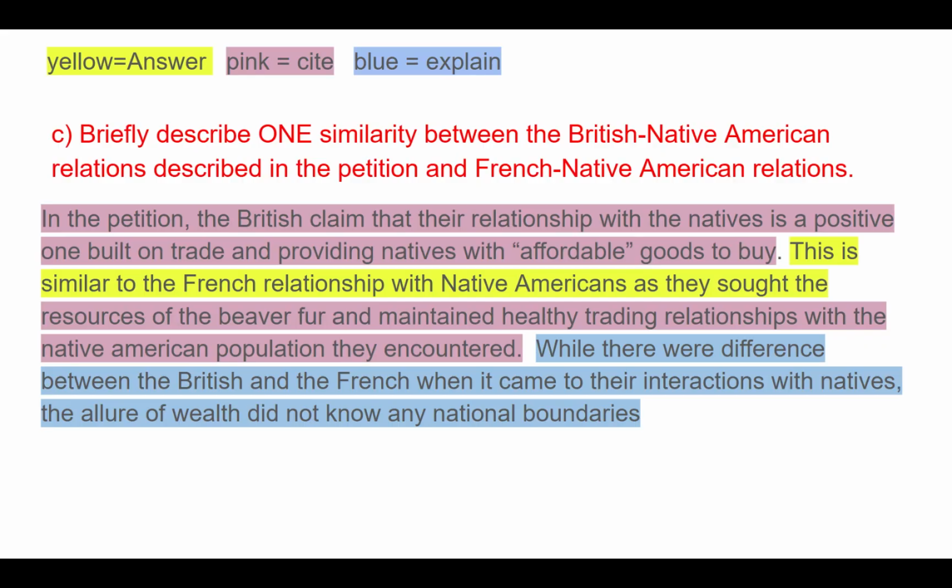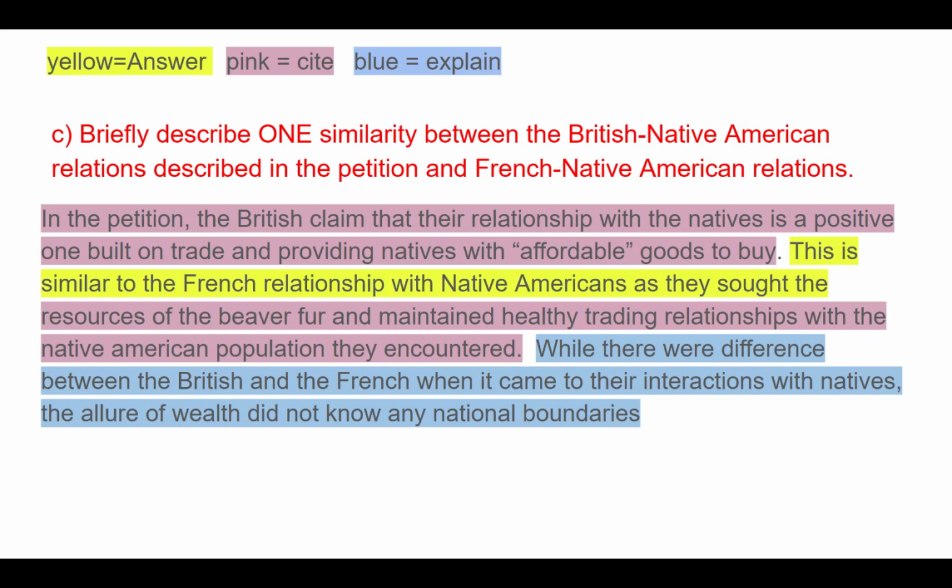So this is, again, one of the historical thinking skills of compare and contrast. This is a comparison question. So here's how the answer could go. Again, pink is citing specifics, yellow is an answer, and blue is the explanation. In the petition, the British claim that their relationship with the natives is a positive one built on trade and providing natives with affordable goods to buy. This is similar to the French relationship with Native Americans, as they sought the resources of the beaver fur and maintained healthy trading relationships with the Native American population they encountered.